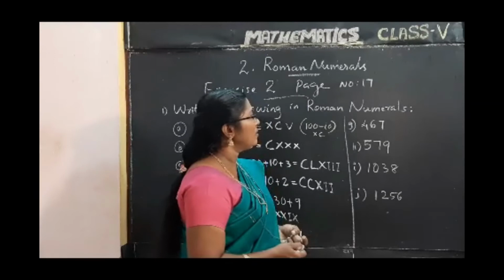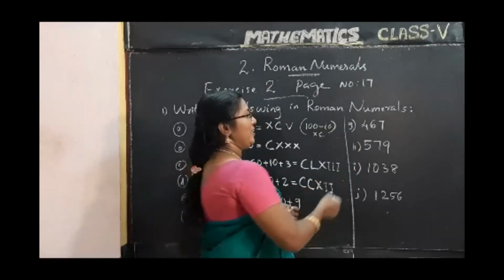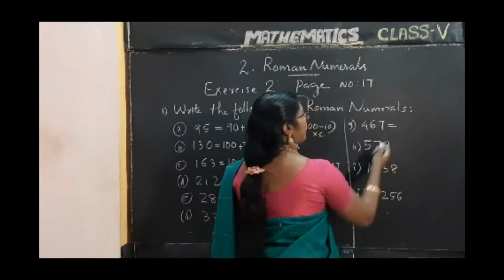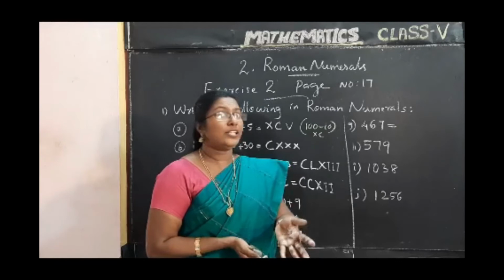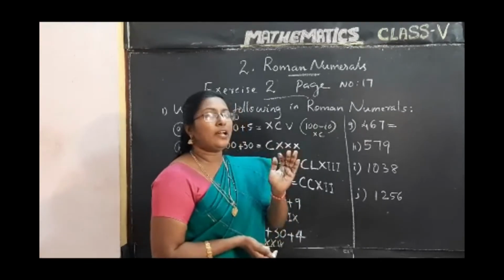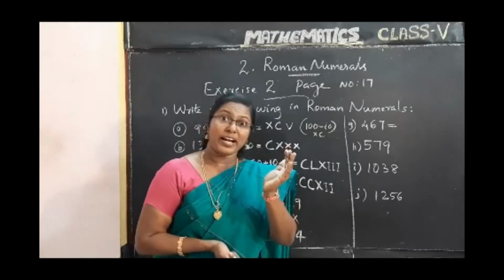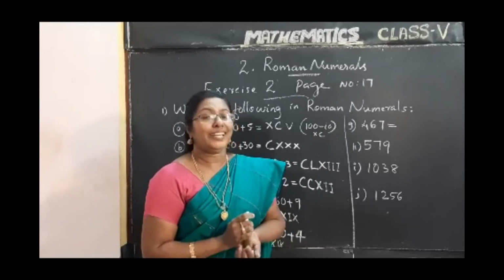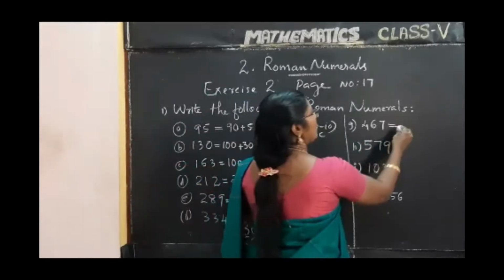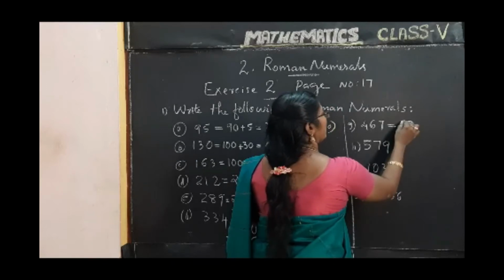What's the next number? 467. This 467, we cannot write 100 plus 100 plus 100 plus 100. That is 4 times. So, we take 500 minus 100. 500 minus 100. The symbol for 500? Yes, D. D denotes 500. D minus 100. That is CD.